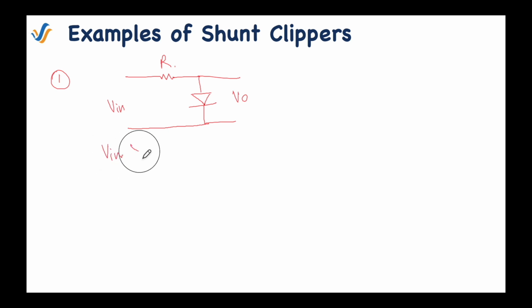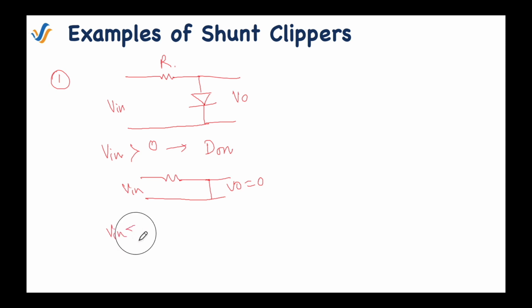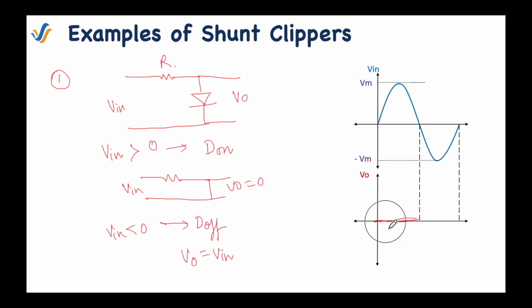Here, when V input is positive, diode will be on, and we will replace this diode with a closed circuit. And when V input is at its negative half of cycle, then diode is off, and we'll replace it with the open circuit. So for this circuit, we will get 0 output when input is at its positive half cycle, and output will follow the input in the negative half. See, this is very simple.